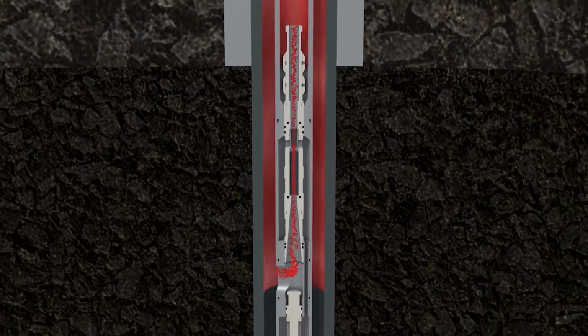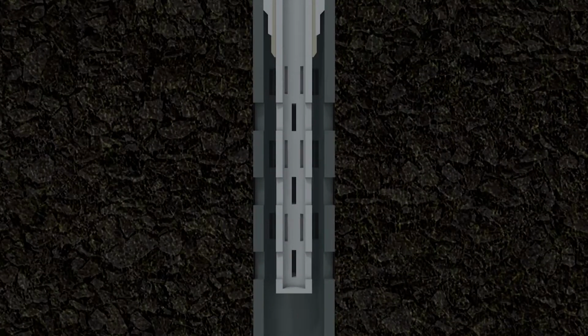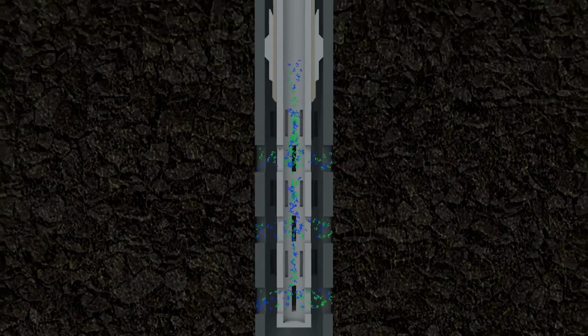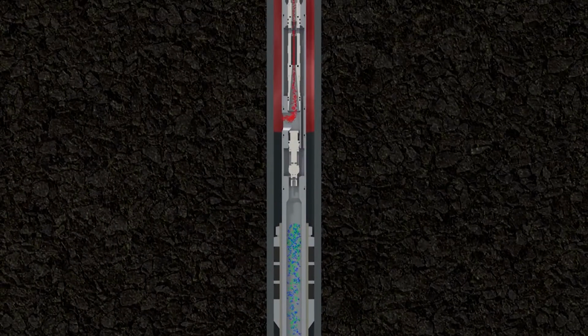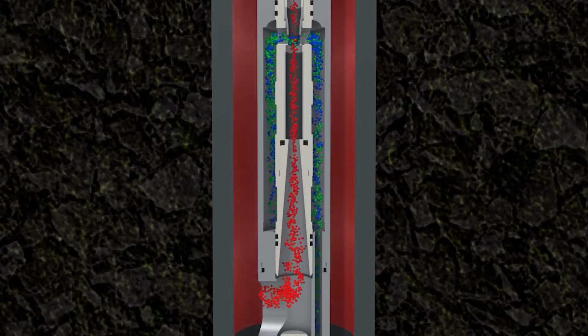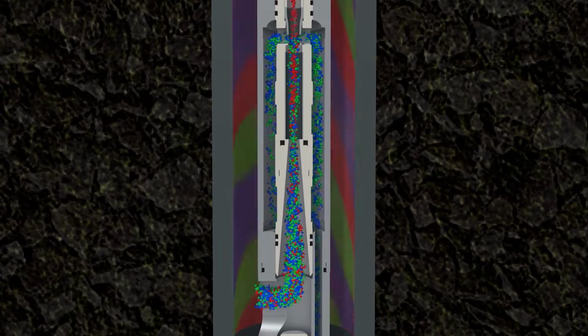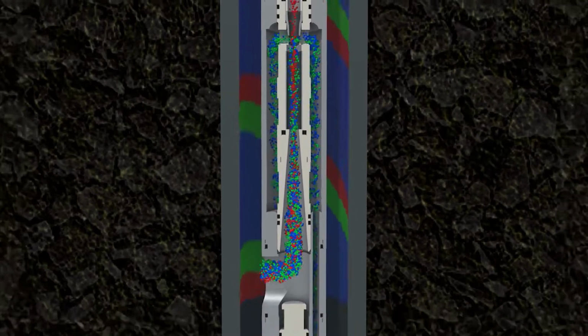The resulting pressure drop lifts reservoir fluid past a retrievable standing valve, where it is commingled with the power fluid and then diffused up the annulus to the surface. With anti-wear coatings and no moving parts downhole, the jet pump has a longer run life than other forms of artificial lift and can handle large amounts of solids and gas.